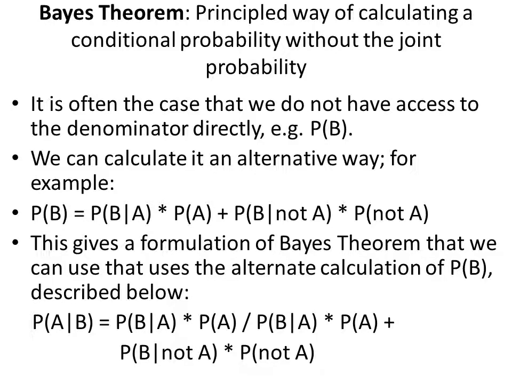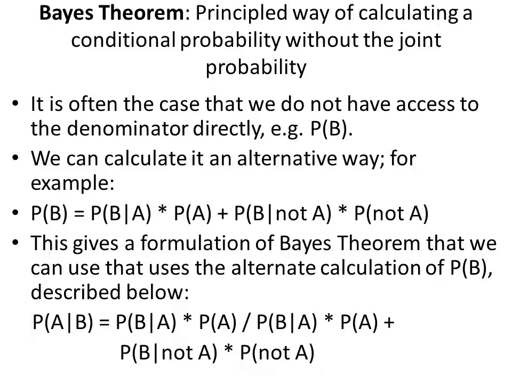Now coming to Bayes' theorem, it is the principled way of calculating a conditional probability without the joint probability. Bayes' theorem is the process of calculating the conditional probability without a joint probability.